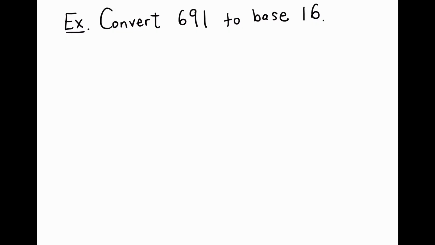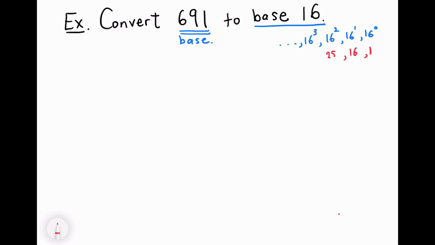Now this question is similar to the previous question. We want to convert 691, which is base 10, to base 16. If you recall, in base 16 we had 16 to the 0th, and so on, which correspond to our place values. I just want to write the actual values of those numbers for you. 16 to the 0th power is 1, then we have 16. 16 squared is 256. And 16 cubed is 4096, and we can keep going to the higher place values.